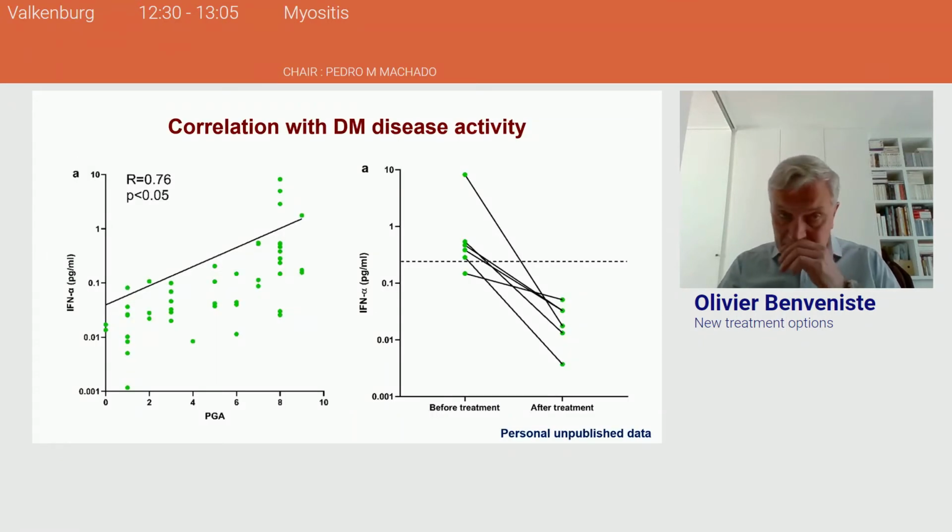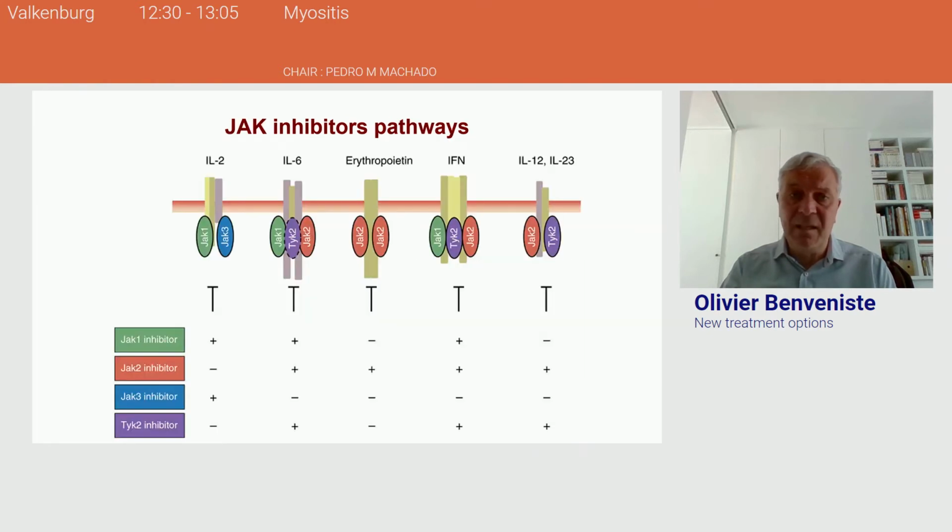We, but many others, have shown by different technologies here, this is by SIMOA, a very sensitive way to measure interferon type 1 alpha in the sera of the patients, that there is a good correlation in dermatomyositis patients between the levels of interferon and the activity of the disease, and also that under treatment, the interferon signature decreases. So maybe it will be interesting to block the interferon pathway.